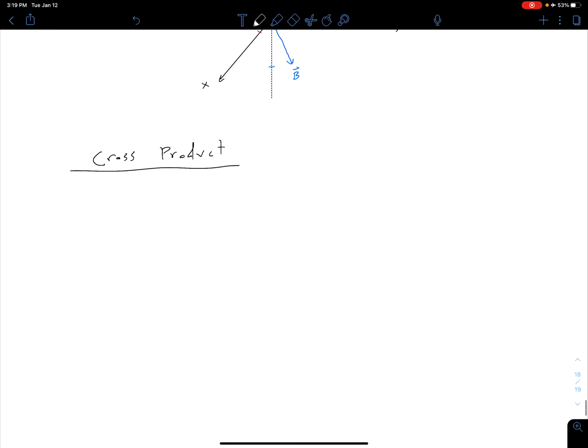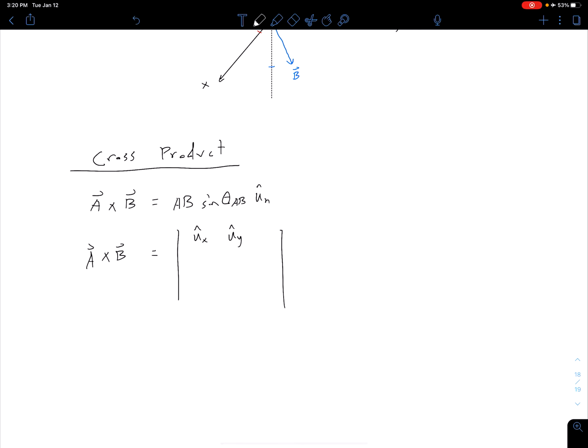So if we use our cross product, it's the same basic idea: we had these two equations for our cross product. We said A cross B is equal to the magnitude of A, magnitude of B, times sine of theta AB, times that unit normal vector in the direction perpendicular to the two. Well, we also said that A cross B is equal to our 3 by 3 determinant, where we had our unit vectors in the first row, ux, uy, uz, and then our vector components, ax, ay, az in the second row, and bx, by, and bz in our third row.